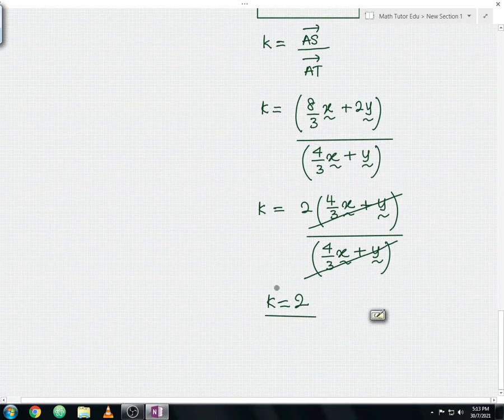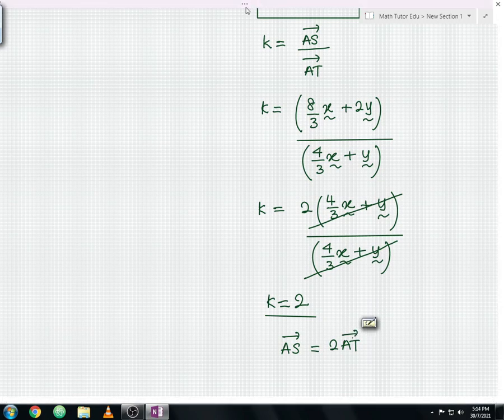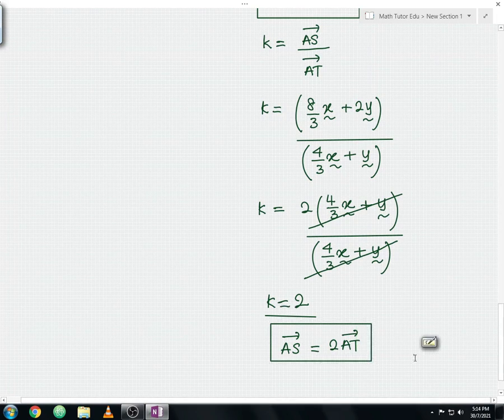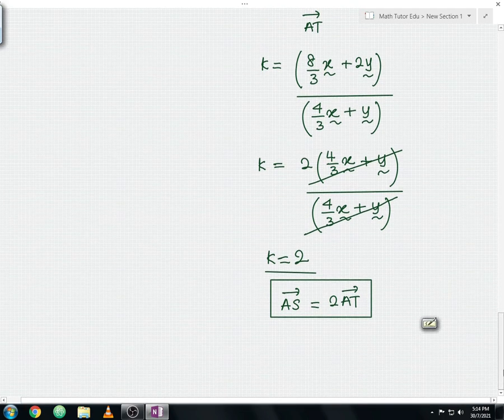So from here you get the relationship between vector AS and vector AT: vector AS is equals to 2 vector AT. Let me box this. Since you managed to find a scalar multiple value, now we can conclude that points A, S and T are collinear. So we have supported the statement with this mathematical statement. Let me write down the full statement over here.